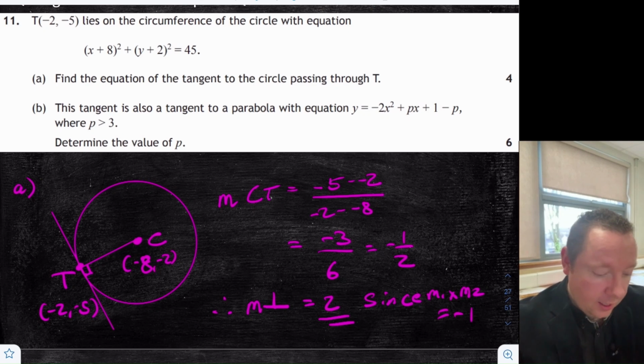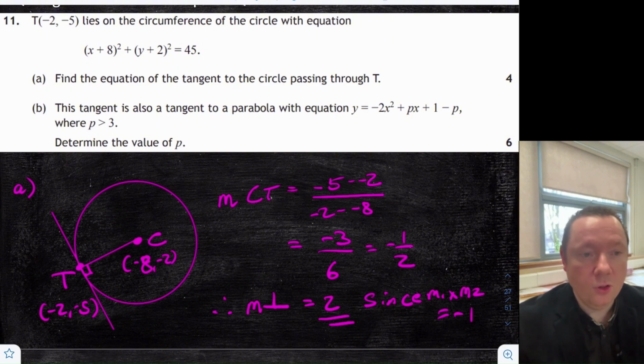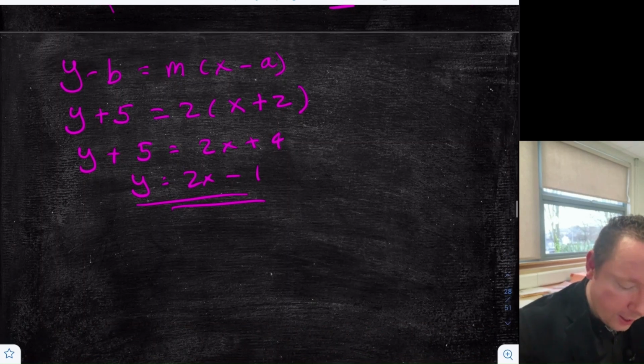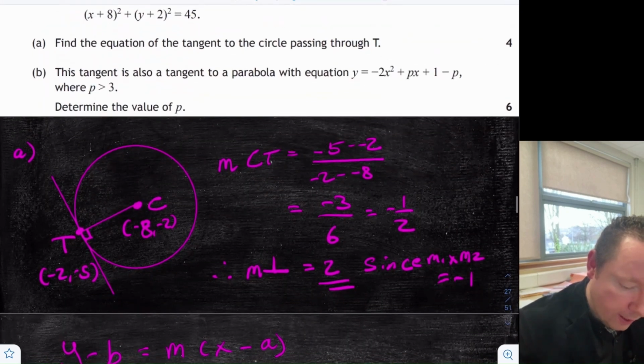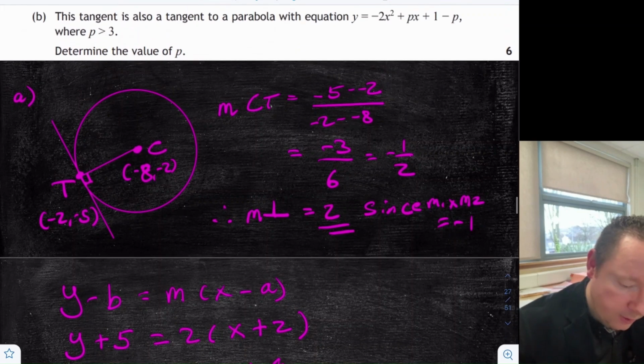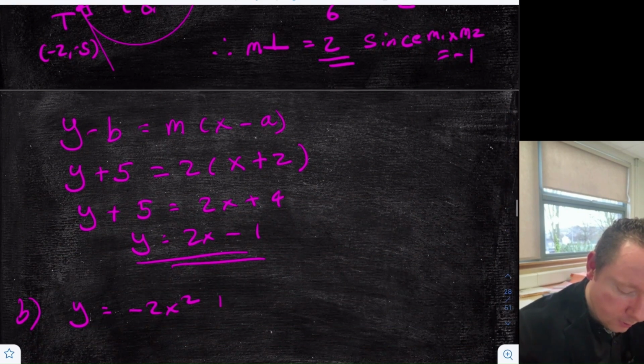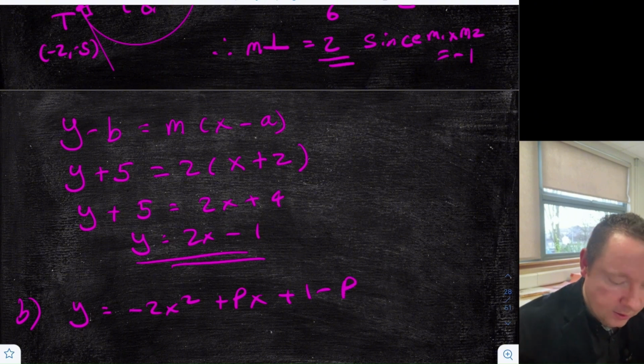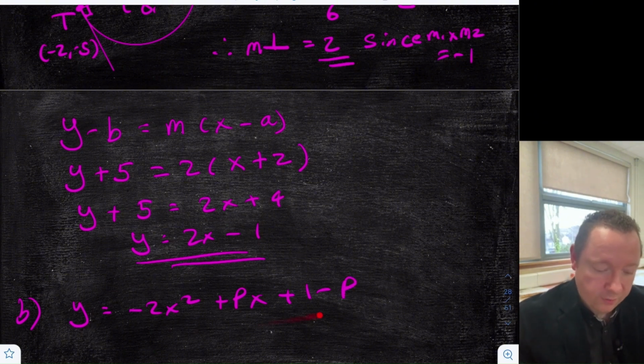Part B says the tangent is also a tangent to a parabola with equation y equals minus 2x squared plus px plus 1 minus p. Determine the value of p. So we've got y equals 2x minus 1, and then for part B, we've also got y equals minus 2x squared plus px plus 1 minus p. And since this is a tangent to this, then these are equal to each other.